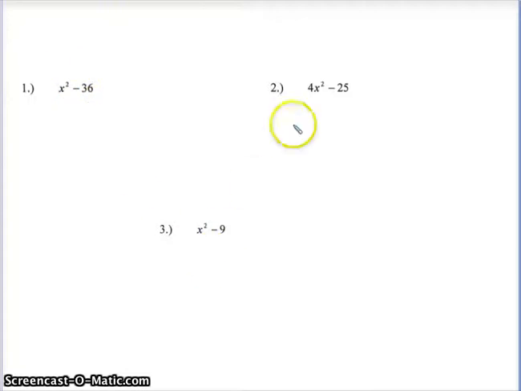So these are all examples of difference of squares, right? I've got two terms. They are both perfect squares. So watch this. Take the square root of the first, that's x. Take the square root of the last, that's 6. And now I alternate my signs. If I were to FOIL, I would end up with x squared minus 36. Check out the next example here.